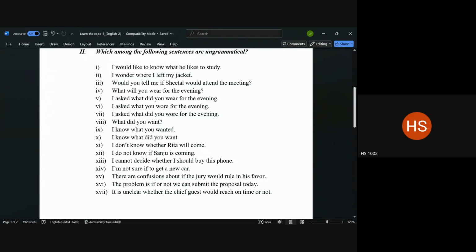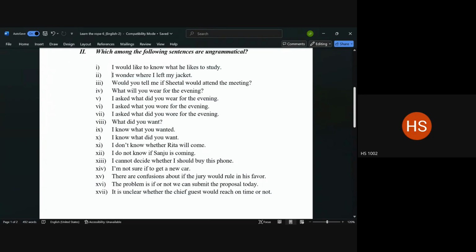So "I would like to know what he likes to study." What is the subject of your sentence here? I. So I is your subject here. And what is the verb? Know. Is it just know? Would like to know, right? This is a serial verb formation. So take the whole of that compound. There's a verb compound there. So I is your subject and would like to know is your modal verb.